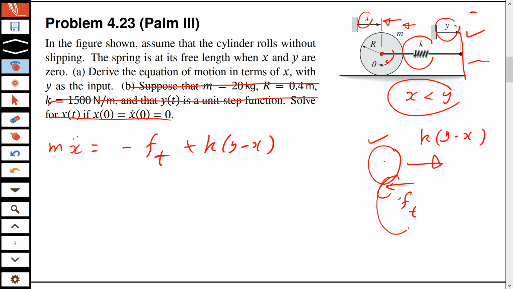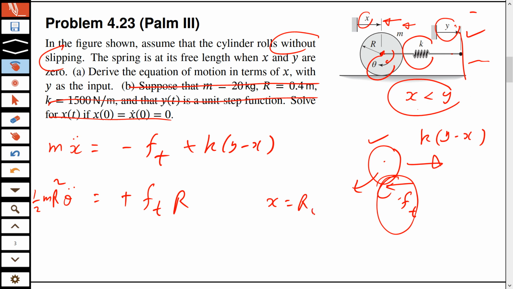And because there is a moment as well, and Ft is the only force which gives you moment, Ft times r is the moment, and that is in line with theta, so it will be with a plus sign. And the spring will have no moment because it passes through the center of mass. And I can now write down I theta double dot. But I also know that I is half m r squared, okay, for a cylinder. And because it rolls without slipping, I also know that x equals r theta, x dot equals r theta dot, x double dot equals r theta double dot.